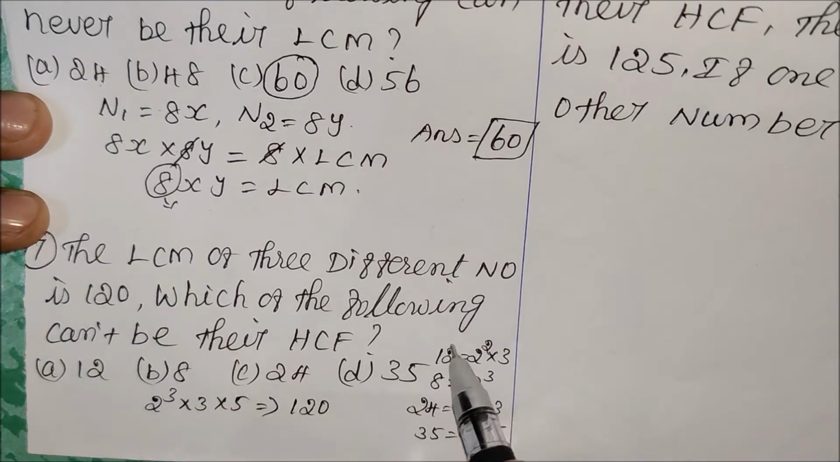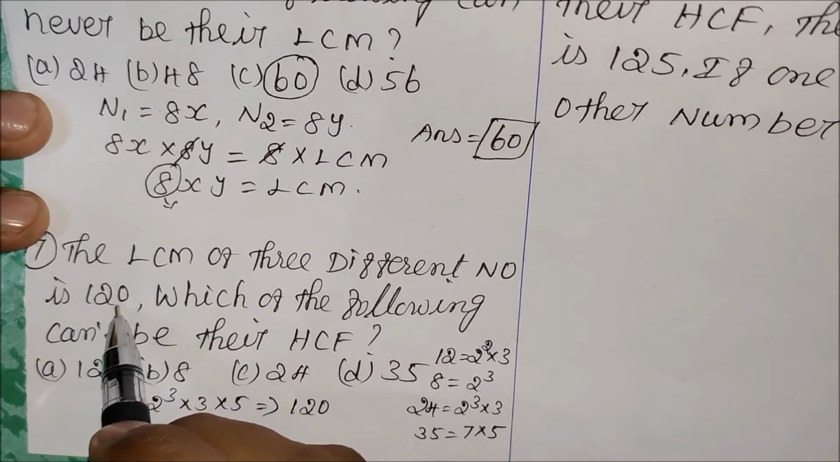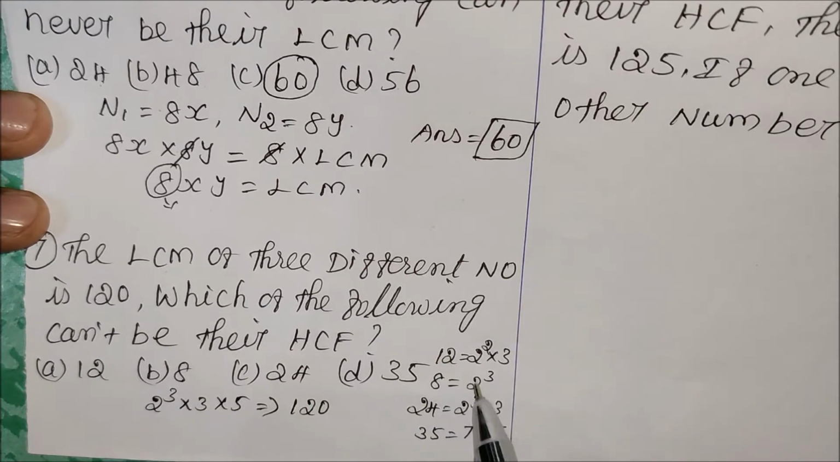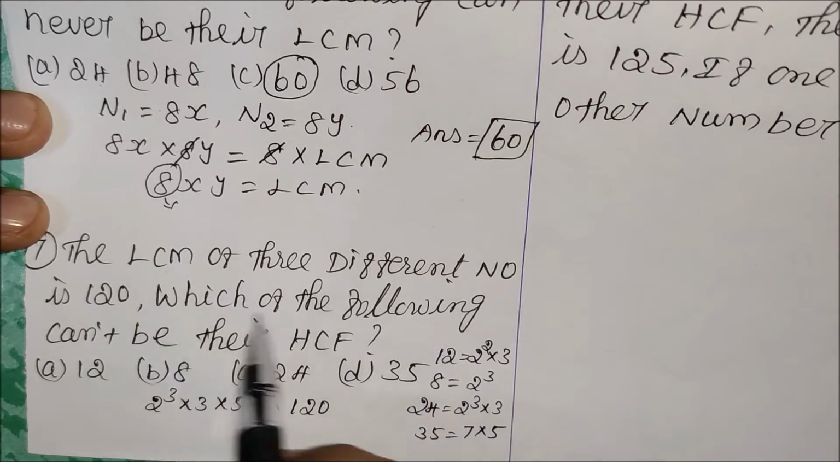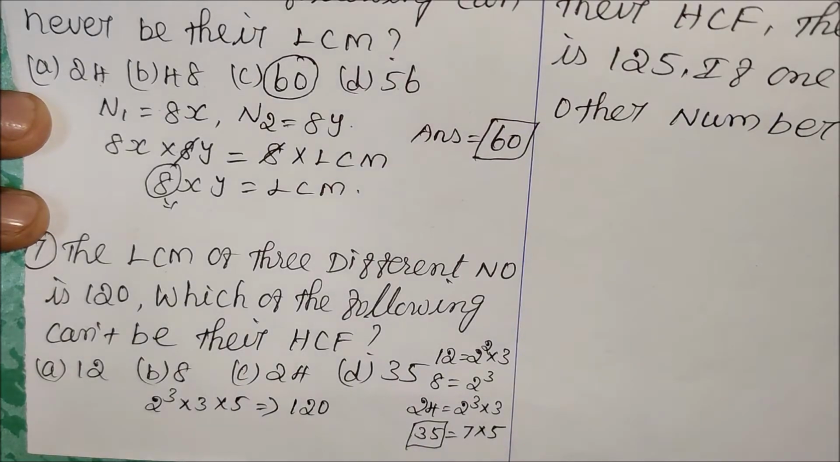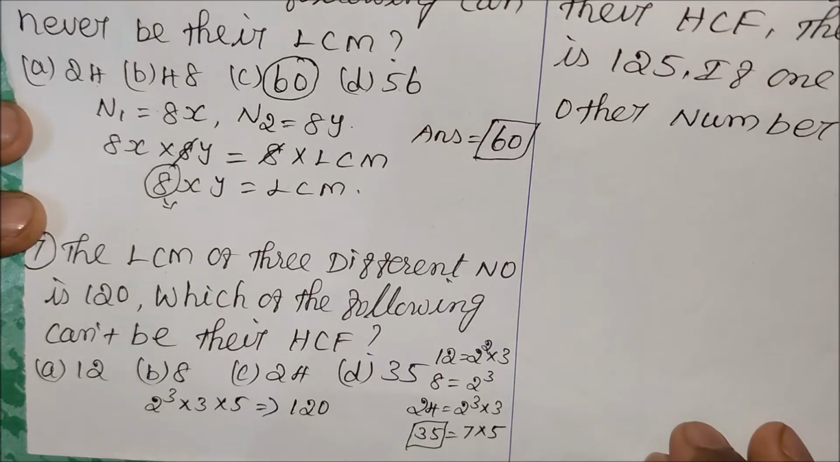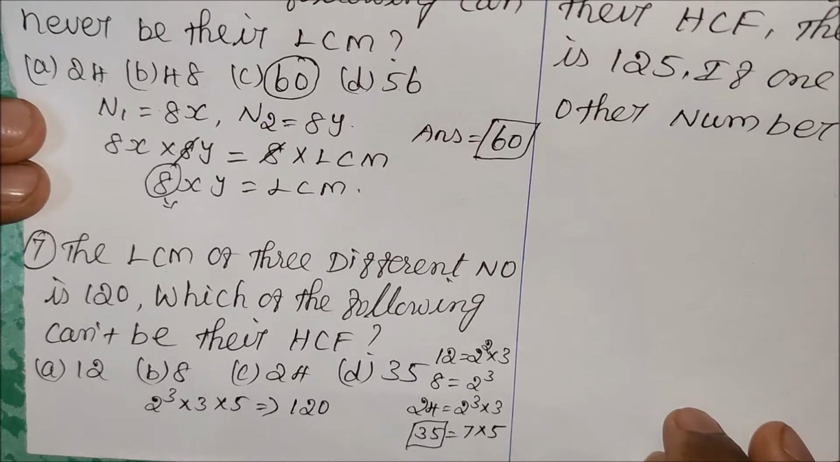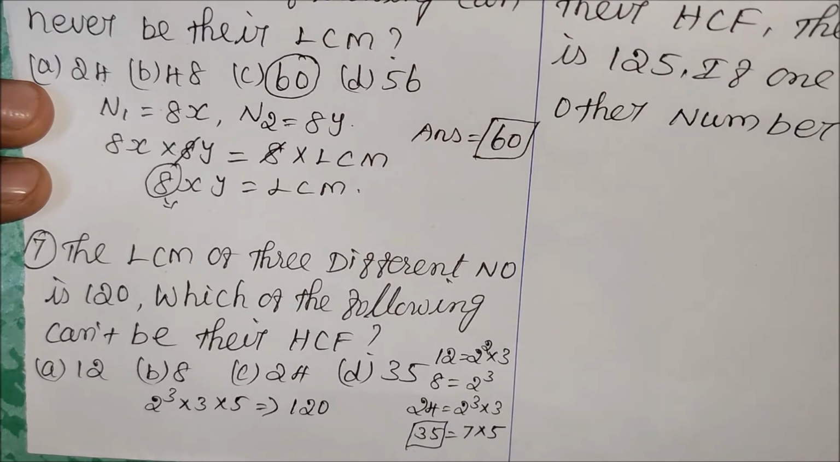So definitely 120 will be the LCM of those three numbers. What they are asking is which of the following cannot be their HCF. Definitely 35 cannot be their HCF. And also one more thing I need to tell you here.